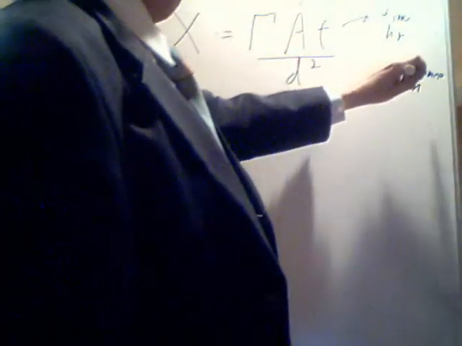A is the activity in millicuries. T is time, and that's in hours usually. And D is distance in centimeters. And since this is an inverse square law relationship, that's going to be centimeters squared.